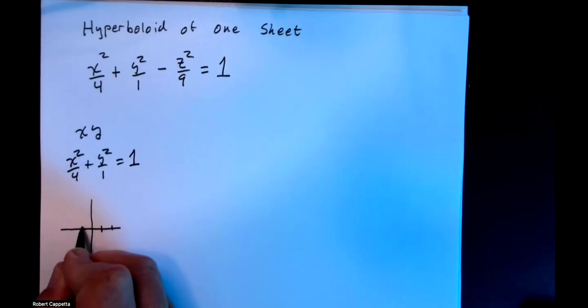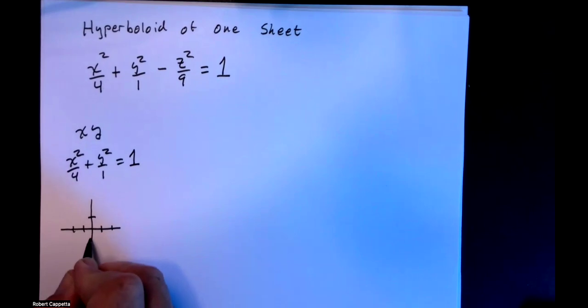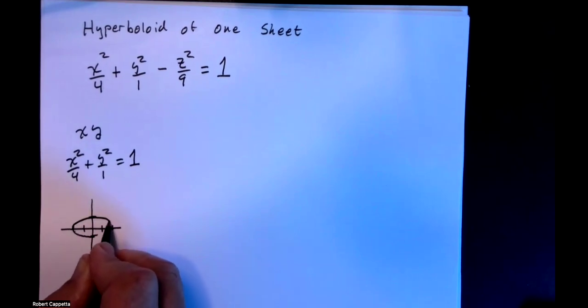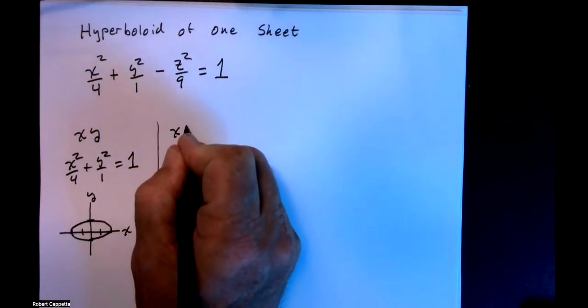X goes out to 2, y goes to 1, and this is what will be on the floor, if you will, of this quadratic surface. That's where we'll intersect the xy plane. So we have an ellipse in the xy plane. So why is this called a hyperboloid? What's happening there? Let's look at the xz trace next.